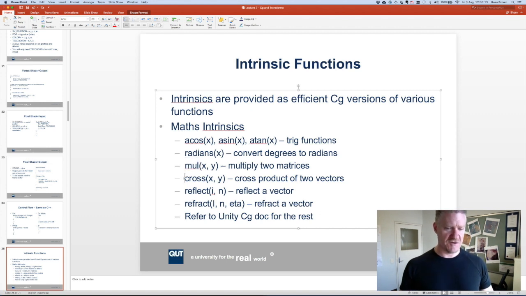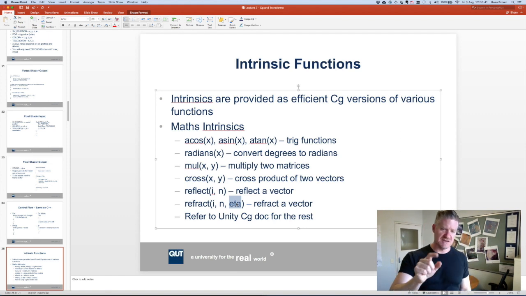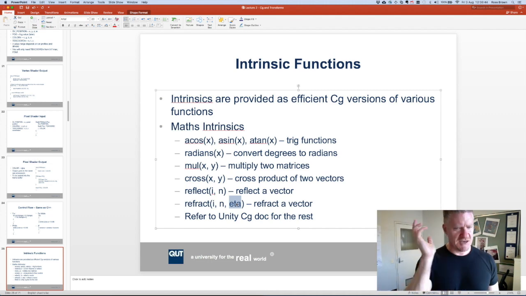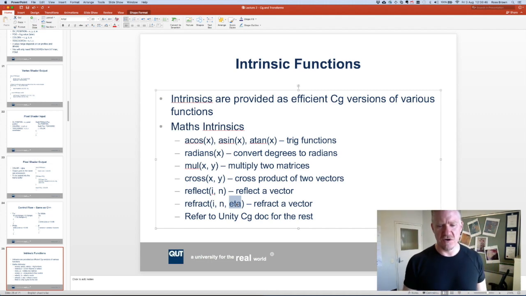Then there's the cross product of two vectors, the reflection of a vector around another, so reflection of an n around the other vector I, or a refraction of I around n with a refraction value included, eta. So when we get to refraction and we talk about creating glass objects, that function comes in. There's tons of them. Look at the Unity CG doc for the rest.